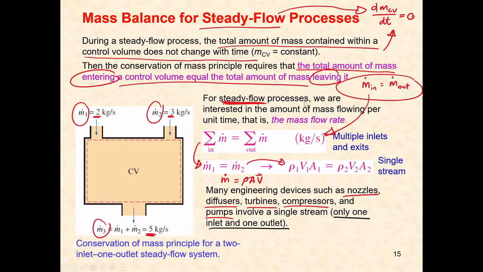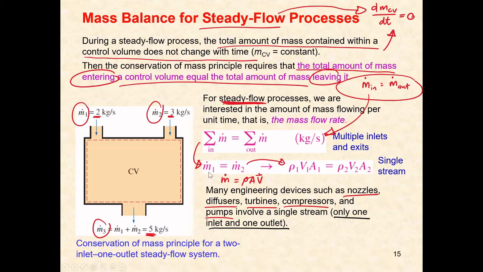So for steady flow process, we are interested in the amount of mass flowing per unit time. That is the mass flow rate. So the mass flow rate in, the mass flow rate out. They are in kilogram per second. You might have multiple inlets, and you can also have multiple outlets, multiple exit points. So in a simplistic form, you can have m1 dot, mass flow rate 1, equals mass flow rate 2. One could be referring to the inlet, and the other to the outlet.